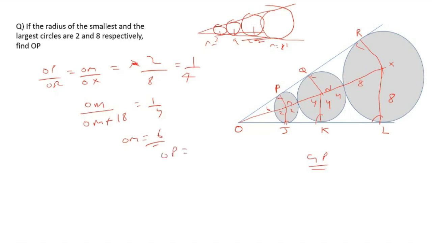Pythagoras, correct. So root over 6 square minus 2 square. So root 32 would be the answer.